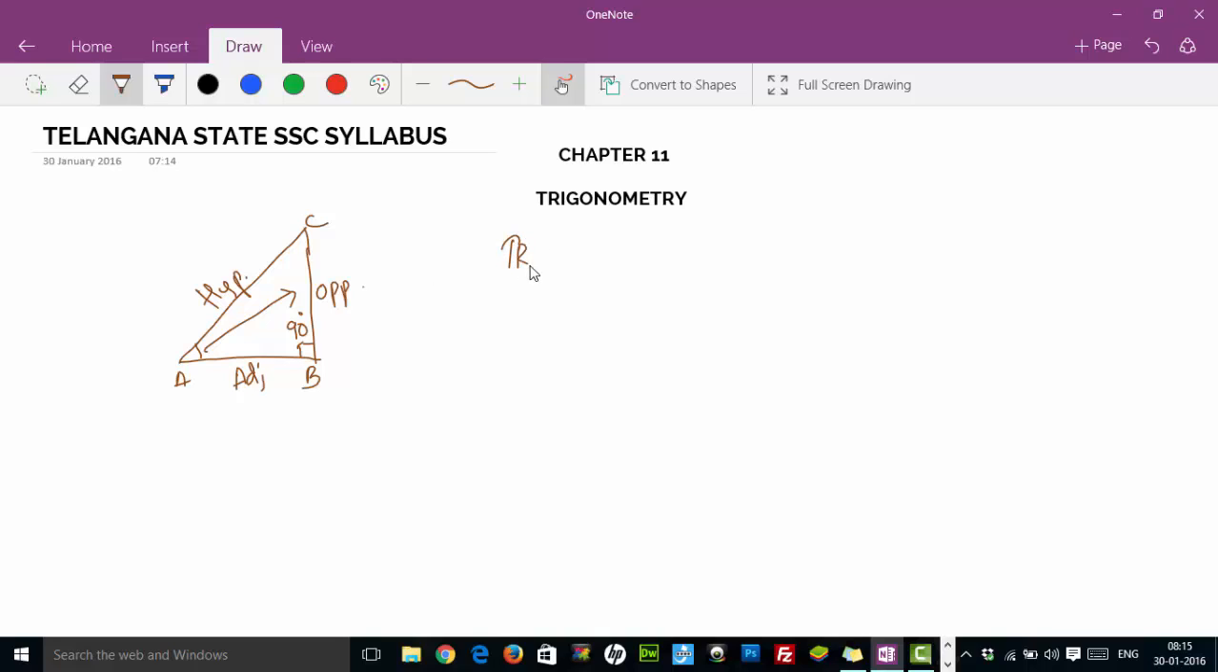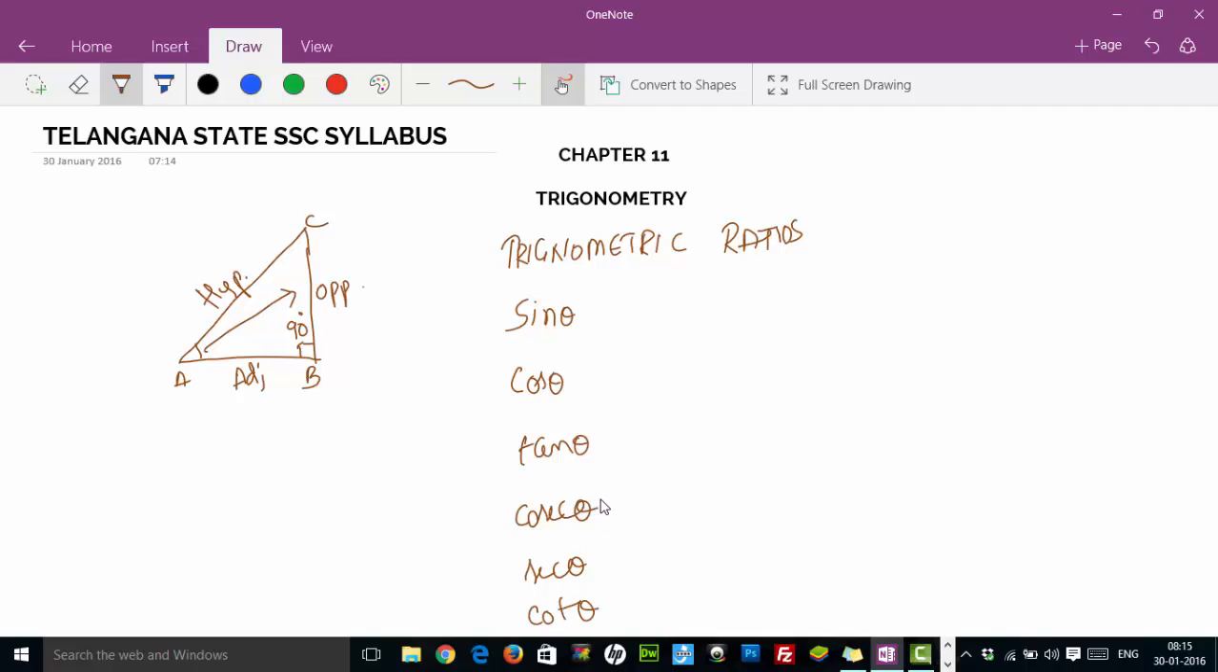Now, we will learn something known as trigonometric ratios. In trigonometry, we have 6 trigonometric ratios: sine theta, cos theta, tan theta, cosecant theta, secant theta, and cot theta. Now, these trigonometric ratios give you the relationship between the sides and angles in a right triangle.